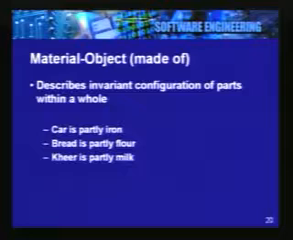Another example is material object, made of, it describes an invariant configuration of parts within a whole. Car is partly iron, it's invariant because you cannot take out iron from the car. Bread is partly flour, you cannot take out flour from the bread. Kheer is partly milk, if you take out milk from the kheer, kheer is no more kheer. So, this is the material object, made of relation.